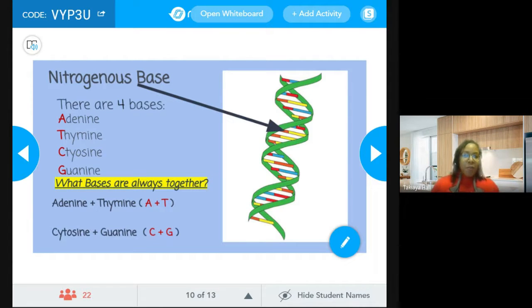The way I teach my students, as far as remembering the base pairing, I always use this mnemonic aid: apples in the tree, cars in the garage. So when you think about that, apples, adenine, that's in the tree, thymine, and then cars, cytosine, that's in the garage, guanine. All right. So A with T, C with G.